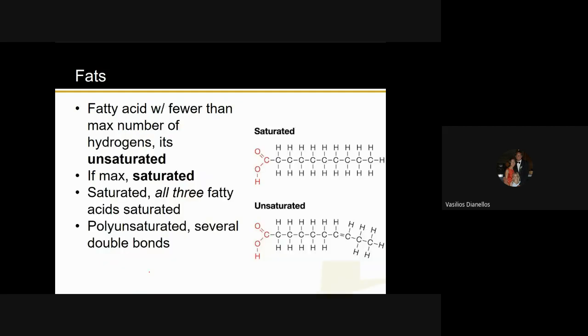All right. Here's where it gets a little bit more complicated. And these are words you've heard before. And this is pretty important because it's very important for your health. So let's clear things up. If a fatty acid, so remember, we're talking about those long chains that come off the glycerol molecule, has fewer than the maximum number of hydrogens, it is called unsaturated. And if it has the maximum number, it is called saturated.